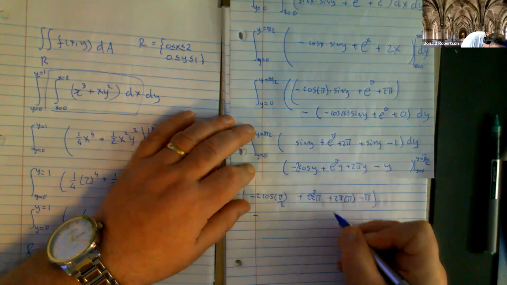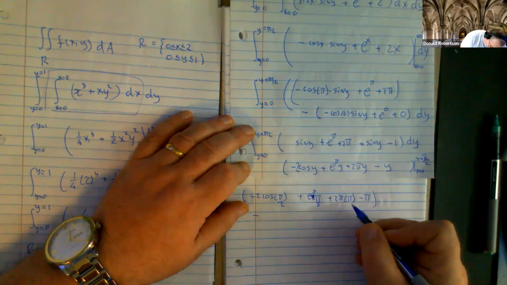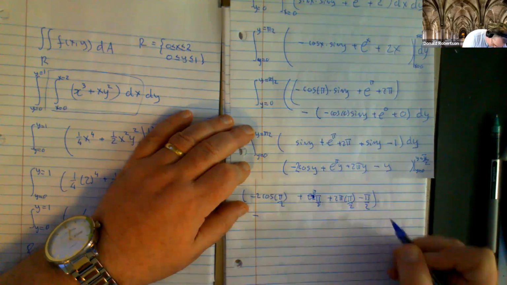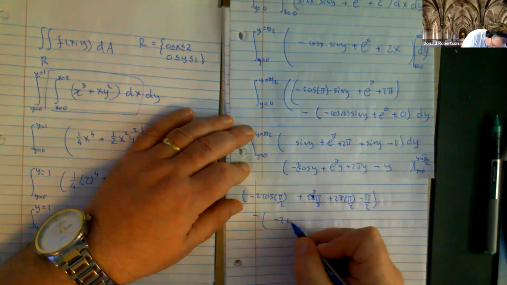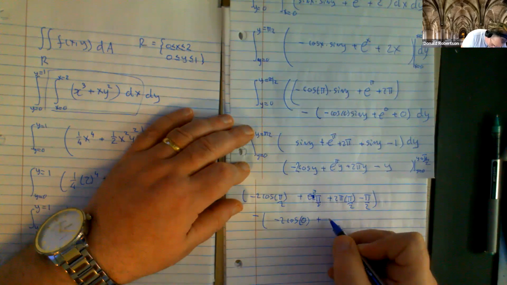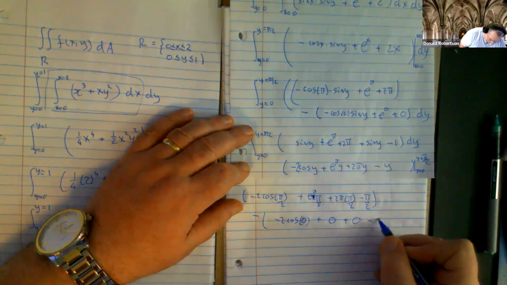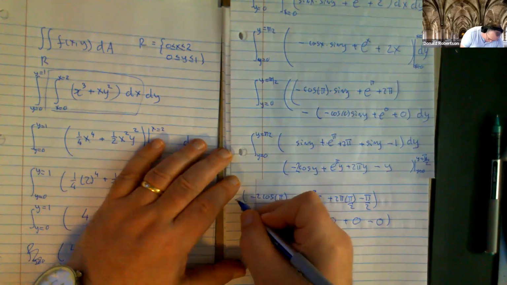So that's e to the pi, this is pi upon 2. And this guy is pi upon 2, and this guy is also pi upon 2. Take away zeros, so I get -2 cosine of 0 plus e to the pi times nothing plus 2 pi times nothing, take away nothing. Okay, so that basically is first guy, take away second guy.